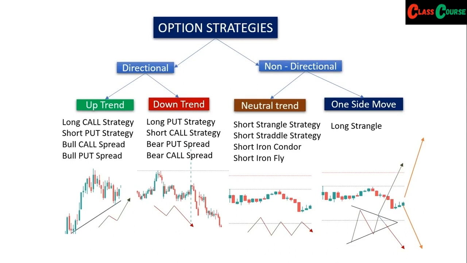Now next, one side move. One side move means the market can go either up or down, right? You buy the call and you buy the put as well. That is called long strangle. In long straddle also, you buy the call and you buy the put as well, but the strike choosing is different in this one side move, long strangle and long straddle. About that also we'll be seeing in brief in the further classes. So let's get into the next topic.